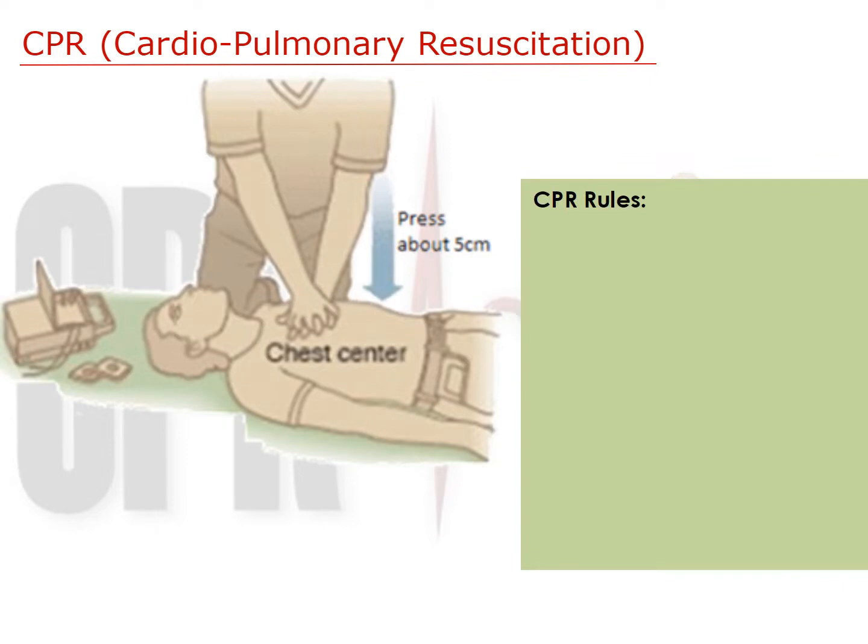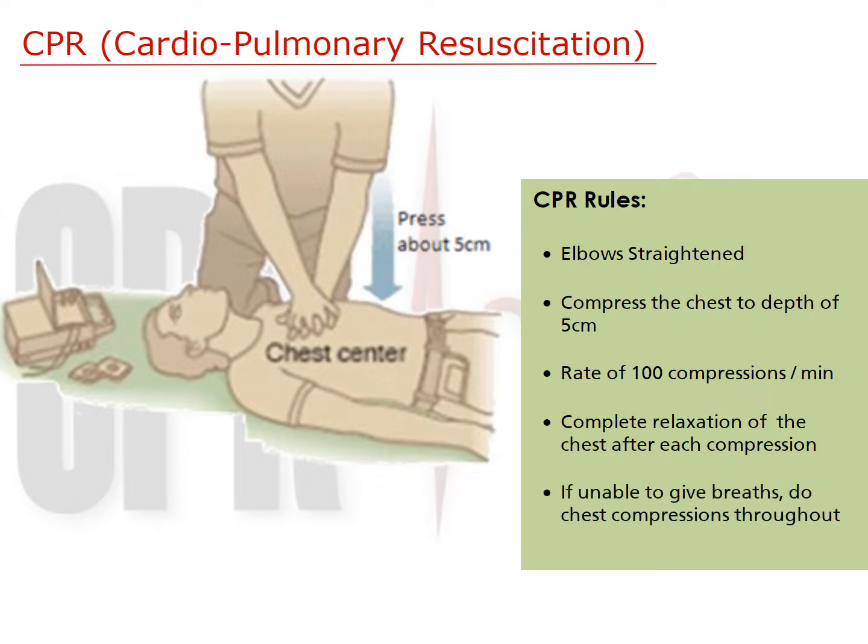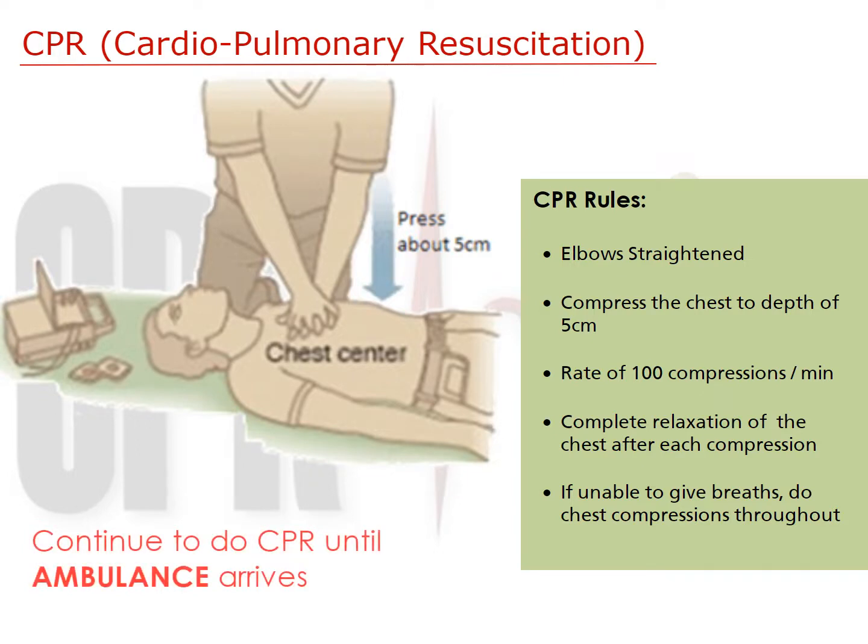While giving CPR, remember to keep your elbows straight. Compress the chest to a depth of 5 centimeters. The speed of compressions should be approximately 100 compressions in 1 minute. Allow complete relaxation of the chest after each compression. If you are not comfortable or cannot give breaths, keep doing chest compressions as they themselves are quite effective. Continue doing CPR until an ambulance arrives.